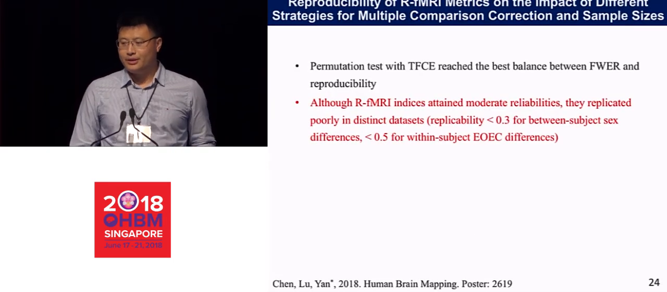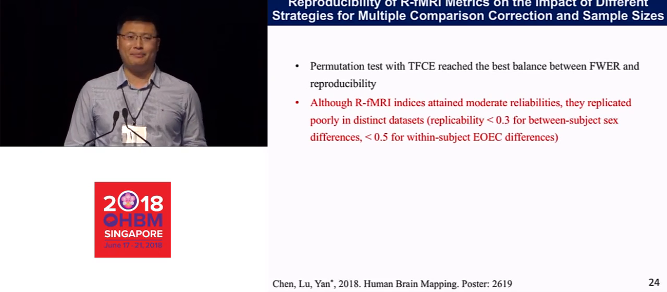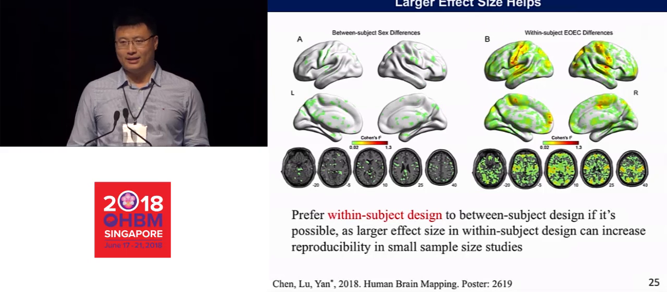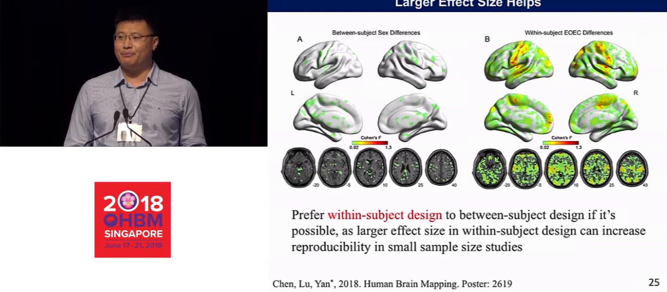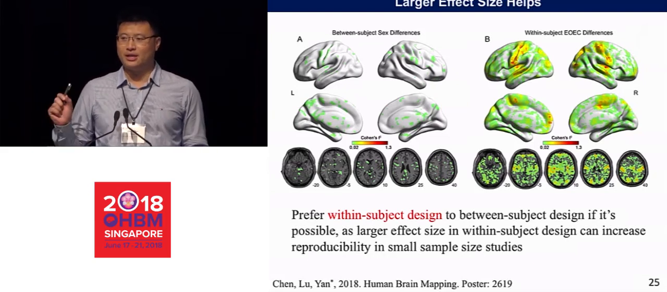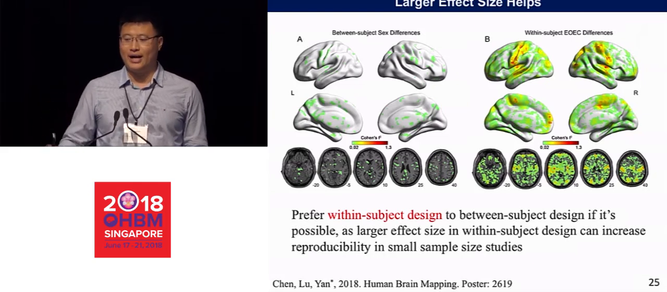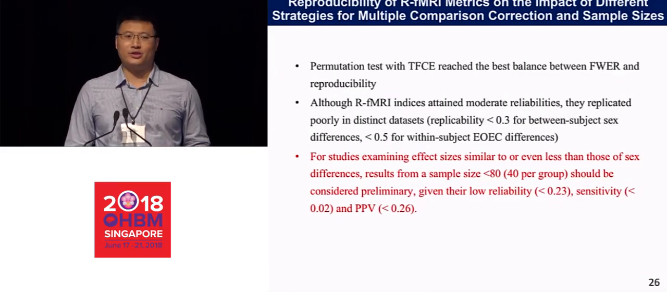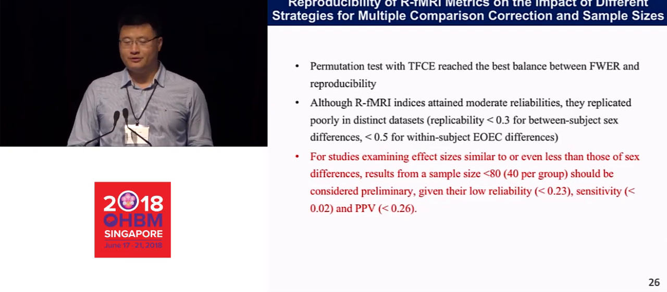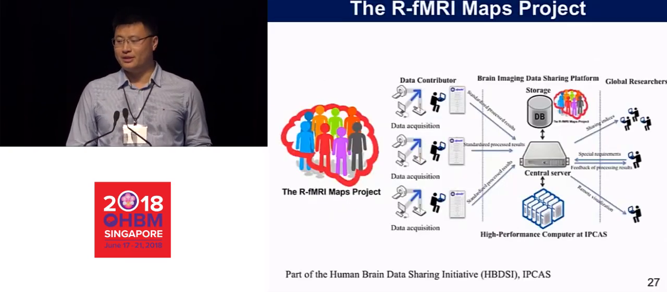And also, for those alpha indices, they retain moderate reliabilities, but the replicability is not good. And one thing we just want to note is for the eyes open, eyes closed difference, the sample size is small, but reproducible much better than the between-subject sex differences. Since this is caused by the larger effect size, maybe in the future we should prefer the design which has larger effect size, for example, using within-subject design. And also for the studies, we should increase our sample size. For the small sample size, all the performance are pretty poor.